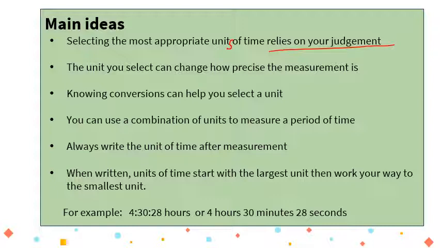The unit you select can change how precise the measurement is. So we looked at making that marathon runner and their recording quite precise using hours, minutes, and seconds. Knowing your conversions can help you select the most appropriate unit. So with our example of the week, we know that there's 7 days in a week. So instead of saying 7 days, you could just switch to 1 week. You can use a combination of units to measure a period of time, which we looked at just then. Always write the unit of time after the measurement. This is so important for any measurement activity we ever do or you ever do in real life.